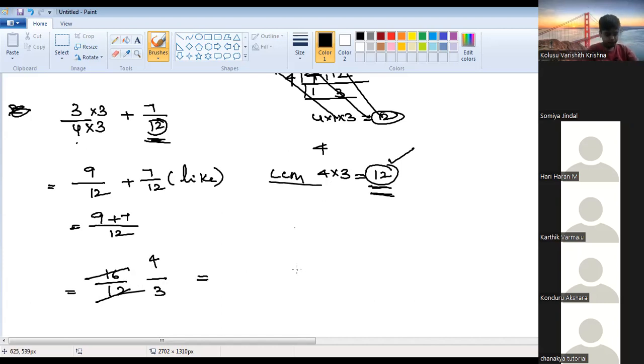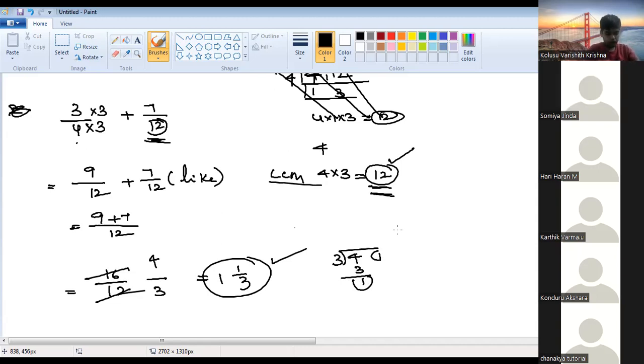Ma'am, we can convert it into a mixed fraction. Always reduce first and then convert into a mixed number, children, that's my request. 3 ones are 3, 1 is the remainder. So the answer is 1 and 1 by 3. Any doubt here?